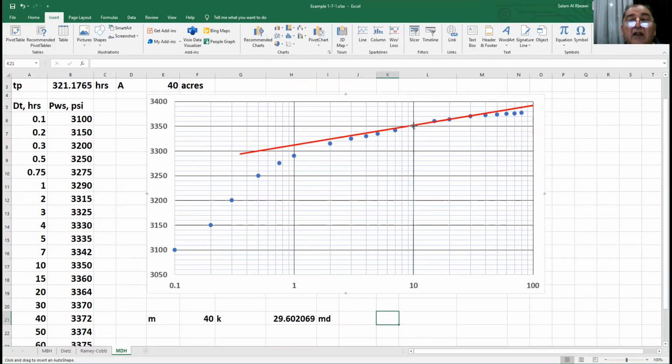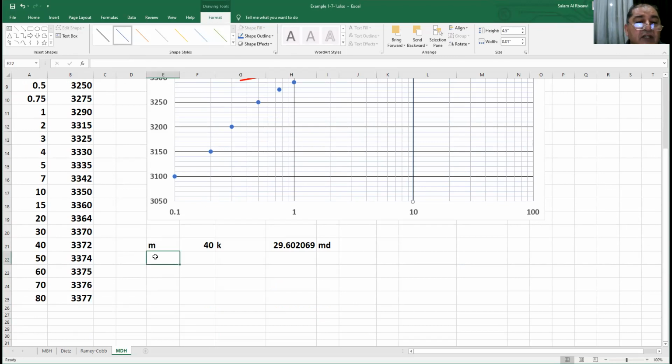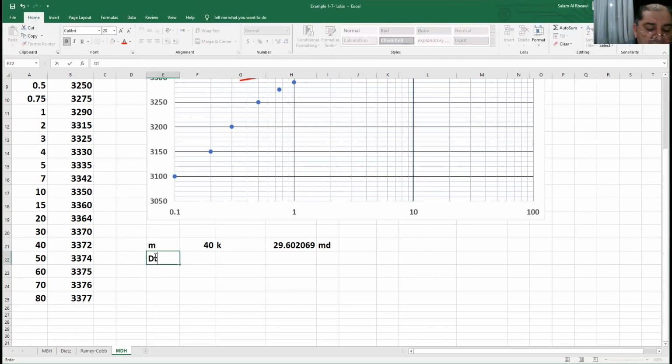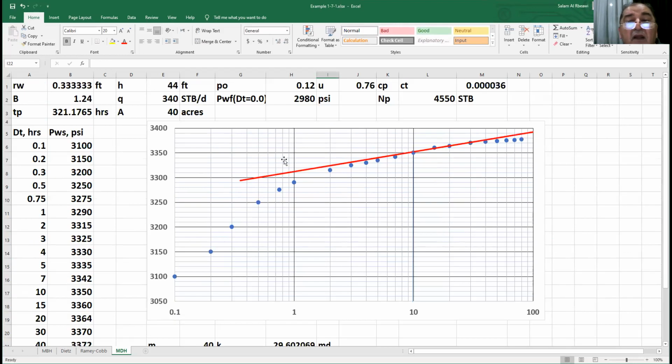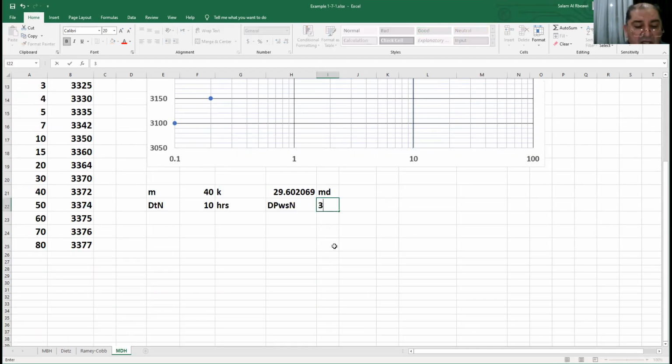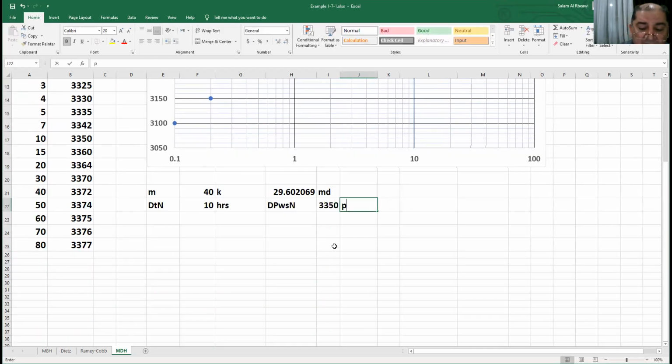You're going to go to the infinite acting line at 3350. So delta tn is what? This is 10, and of course 10 hours. And the pressure, P_ws at delta tn, the one that we are going to read from here, is 3350 psi. Good.